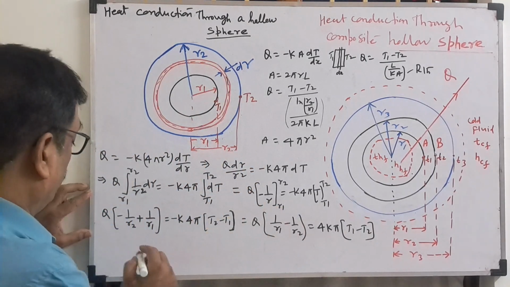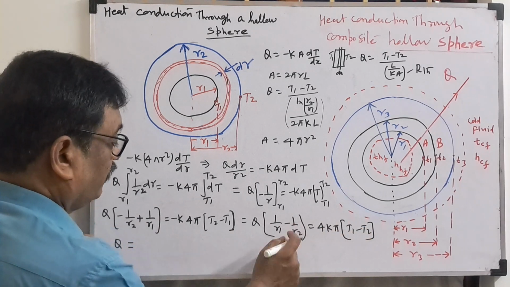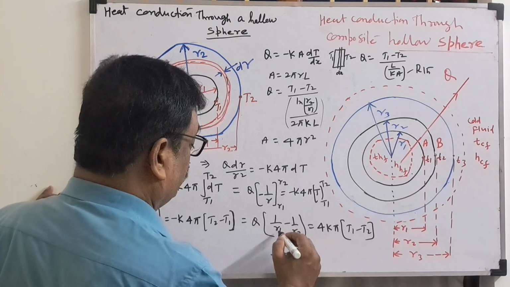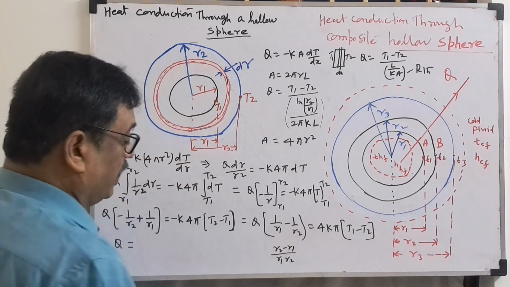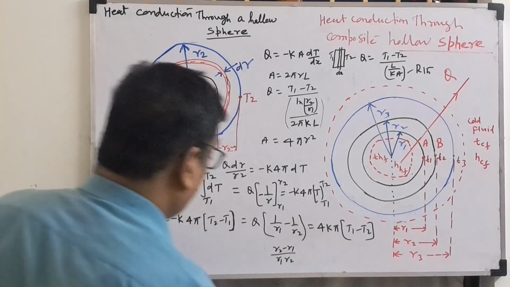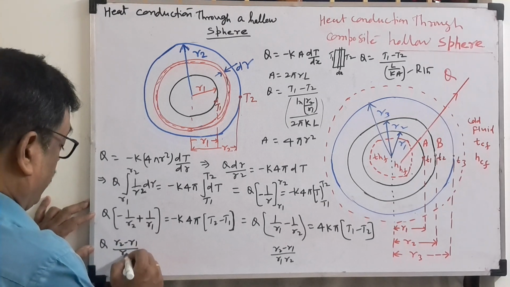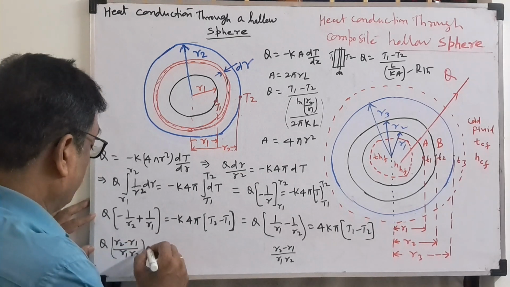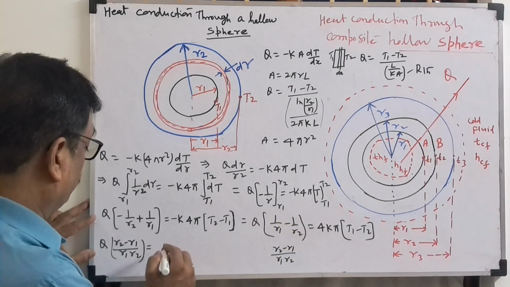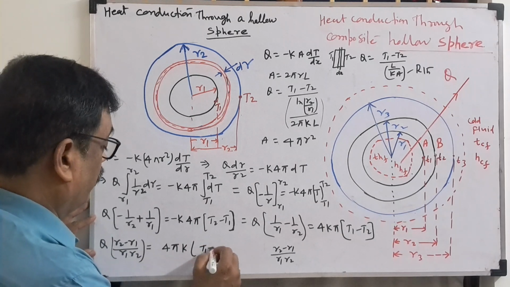Now we'll write the heat flow rate Q. If we take the LCM of R1 and R2, we get R2 minus R1 over R1 R2. So Q times R2 minus R1 by R1 R2 equals 4 pi K T1 minus T2. This formula is a little big, so remembering it is also tough, but it will be there in the data book, so no problem. But you should understand it here.